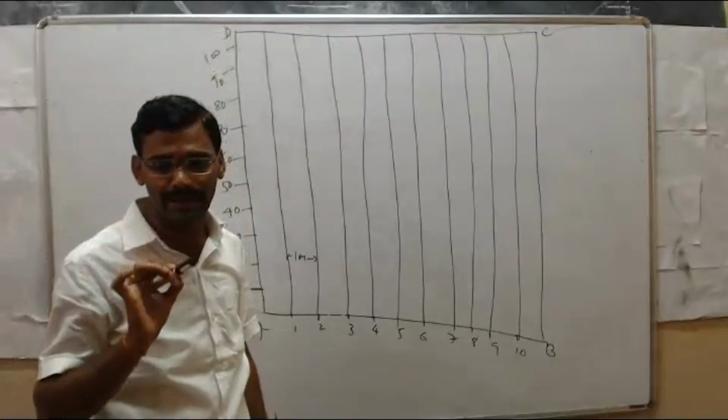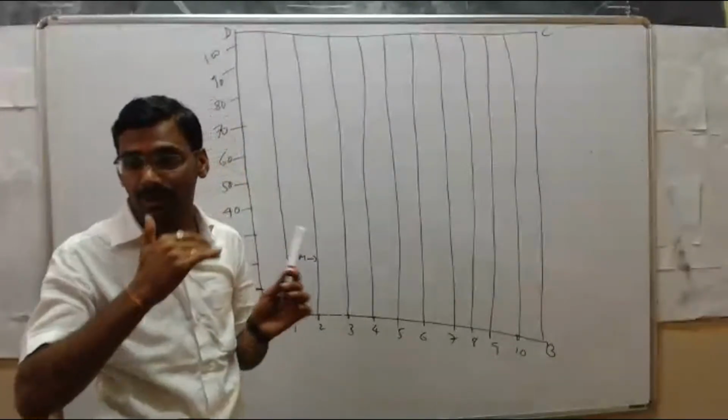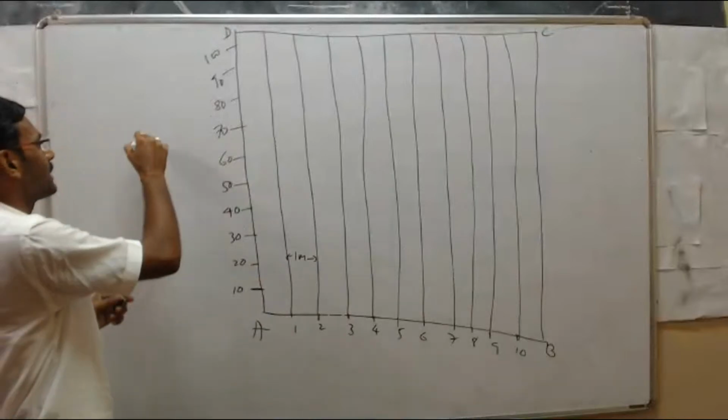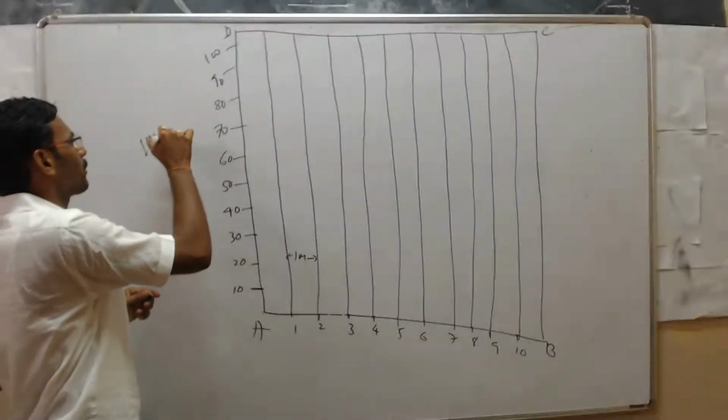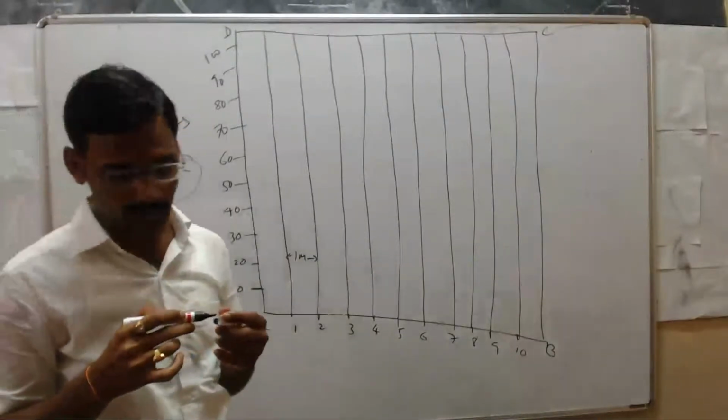There are 100 flower pots. The distance between each flower pot is how much? 1 meter. There are 100 flower pots, and the distance between each flower pot is 1 meter.